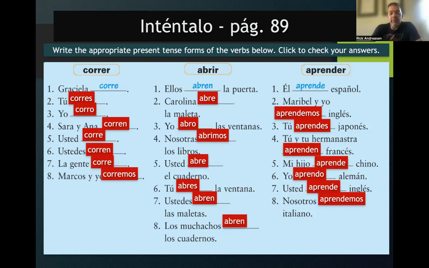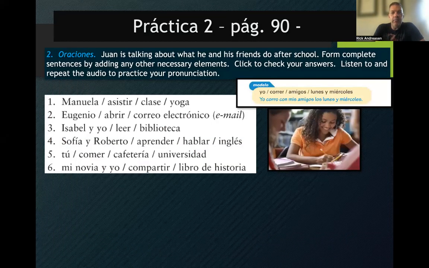Okay, if there's some you didn't get right, then just pause and review it. Make sure you remember that the ER and the IR forms are very, very similar. For our purposes, it's just that nosotros form, that first person plural form, where the IR verbs have an IMOS and the ER verbs have EMOS. Okay, ahora some práctica, some practice. This is a conversation where Juan is talking about what he and his friends do after school. So you're going to number your papers from 1 through 6 and write these sentences out, and we'll come back and talk about them.